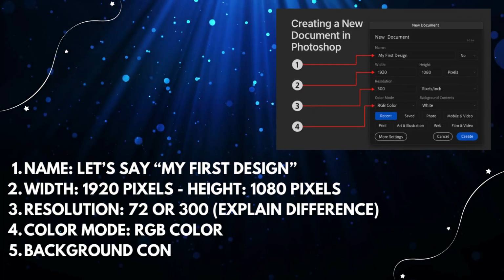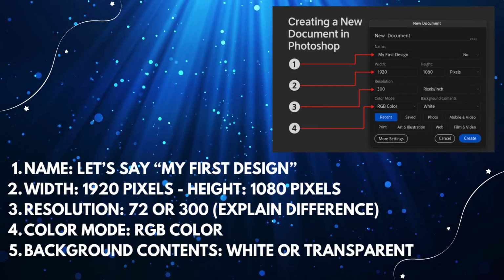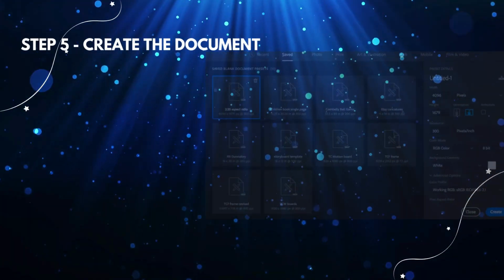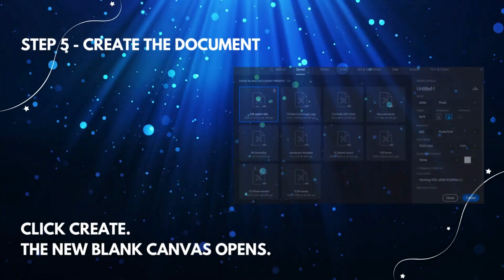Step 4. Presets. Explore options like web, print, mobile, etc. Step 5. Create the document. Click Create. The new blank canvas opens.